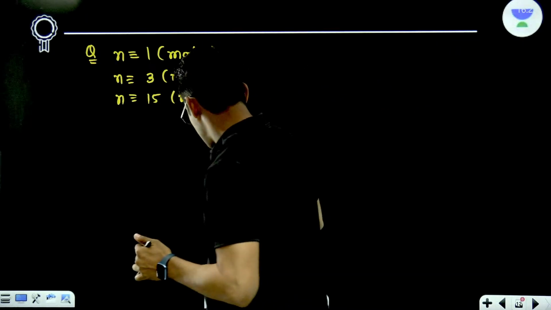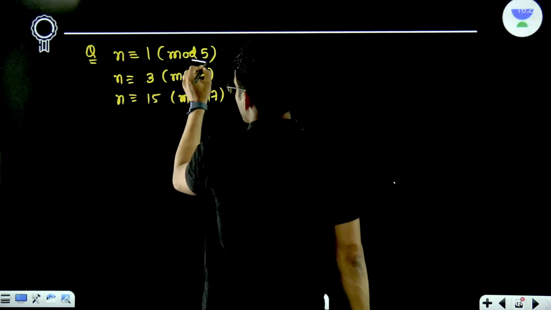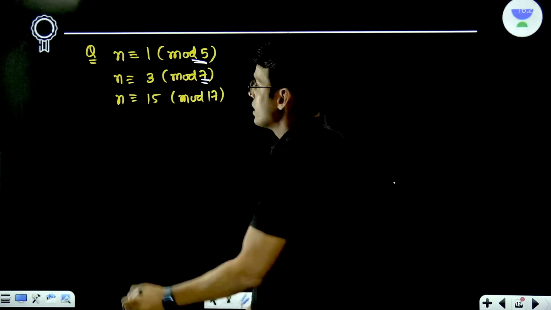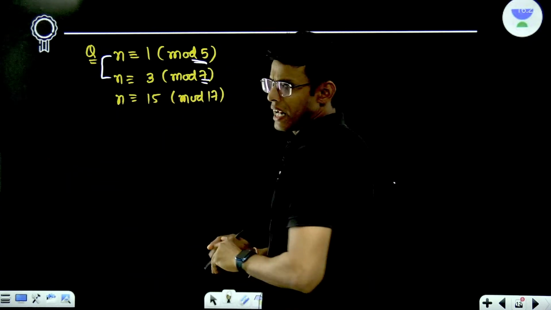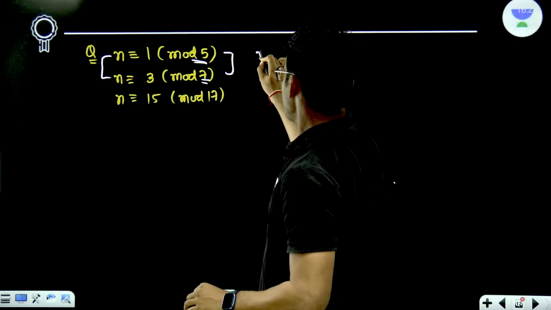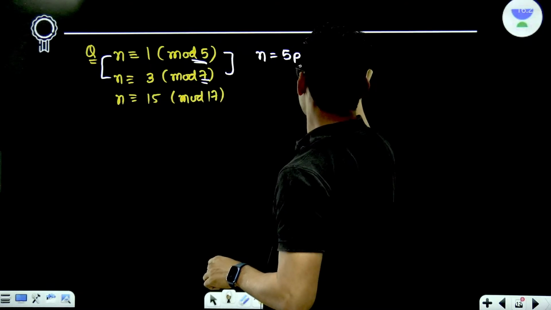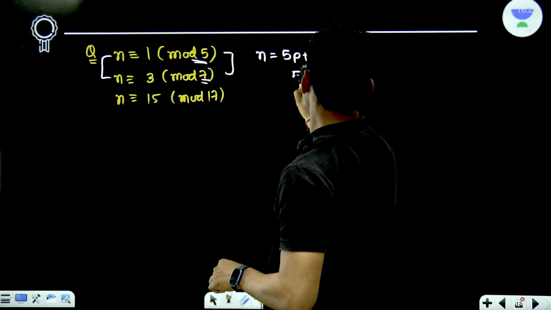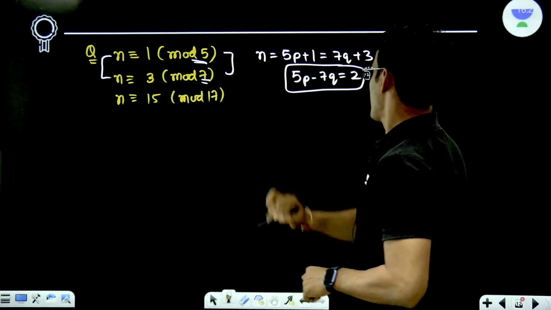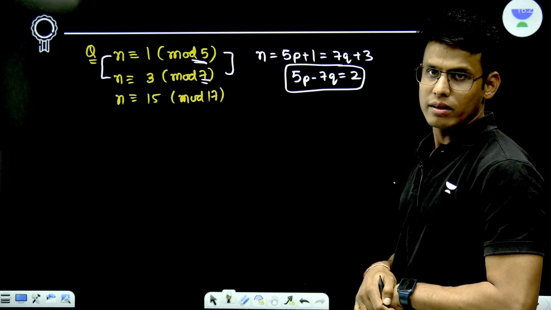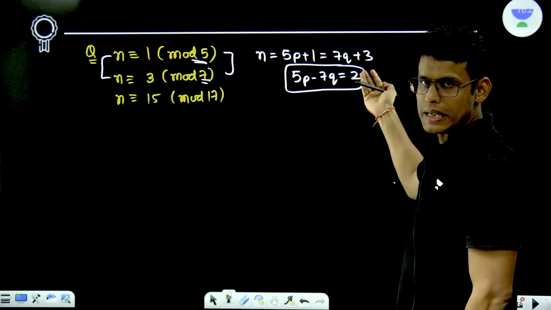Now, how do I solve it? Let me tell you how I solve it. First of all, these two moduli are very small, so I will try to combine these. I'll simply write that n is 5p plus 1, and it is also 7q plus 3, which means I have to solve 5p plus 1 equals 7q plus 3. Now this is Bezout, HCF or any multiple.